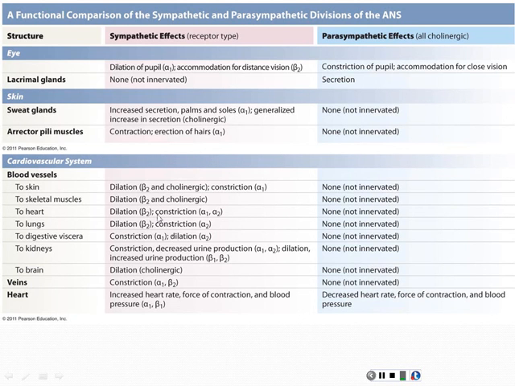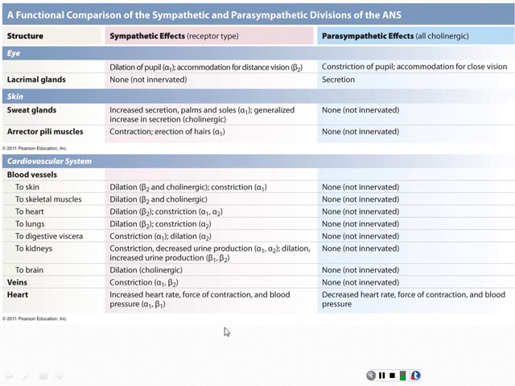Cardiovascular system, you can see a large predominance of sympathetic effects versus parasympathetic effects. And here again, it's because the sympathetic division runs with all the blood vessels. The parasympathetic division only goes to the heart. So we have a lot of difference here. And here we can start to see how the different receptor types matter. Beta-2 receptors cause dilation. Alpha-1 receptors cause constriction. So we have a variety of different effects.